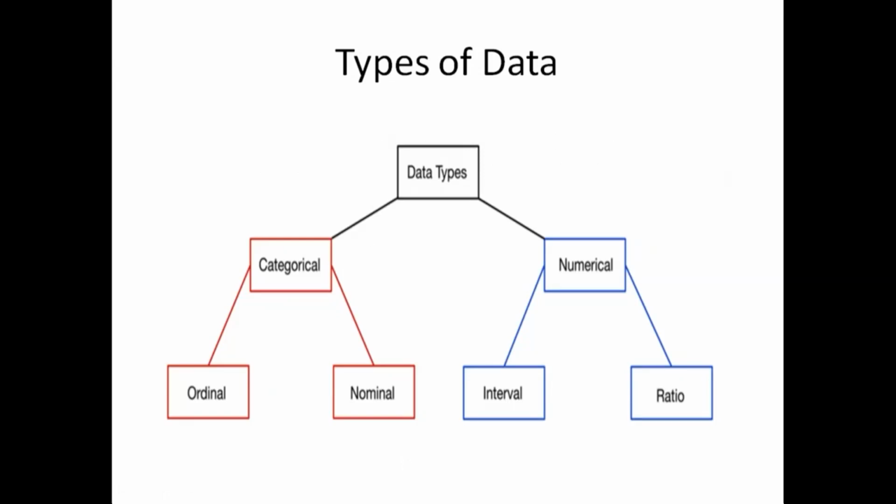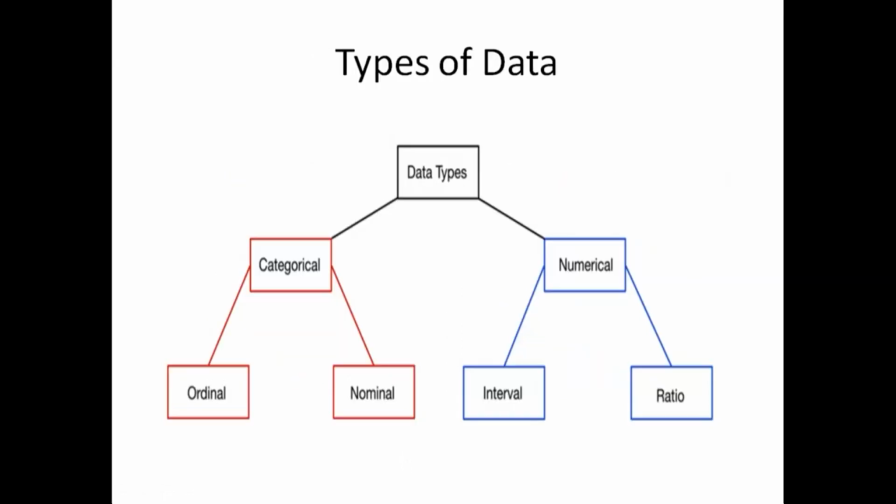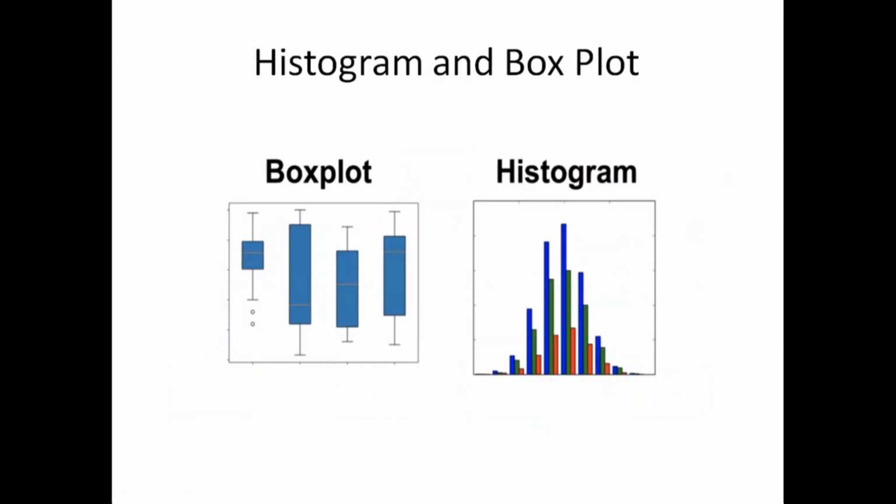Generally, we use bar chart and pie chart to represent the categorical data, whereas the numerical or quantitative data is of two types. Here you can see interval and ratio, but that is basically discrete and continuous depending on the values the data takes. We use histogram and box plot to represent the numerical data.